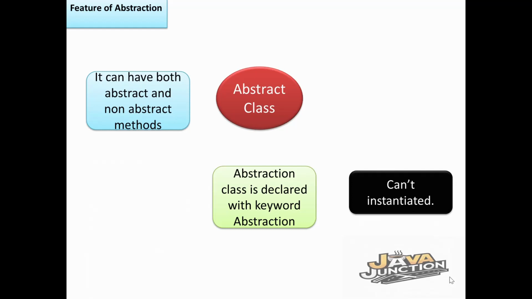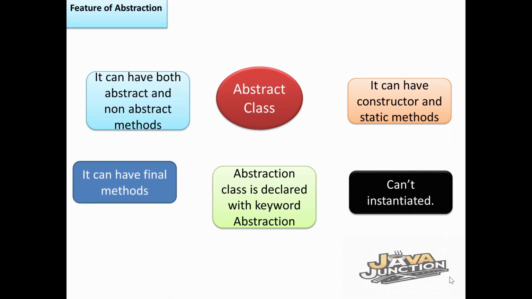Okay, that you need to understand. Third thing is every abstract class has a constructor also and static methods also. Okay, and it can also have final methods. I am going to show you all these details programmatically.